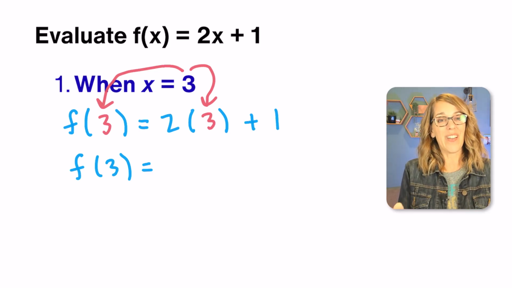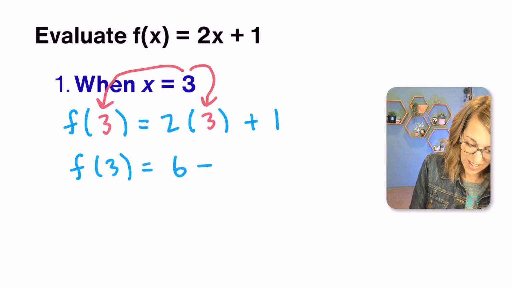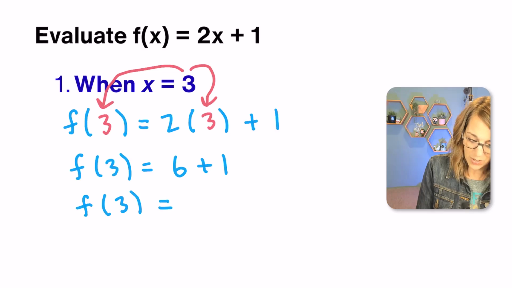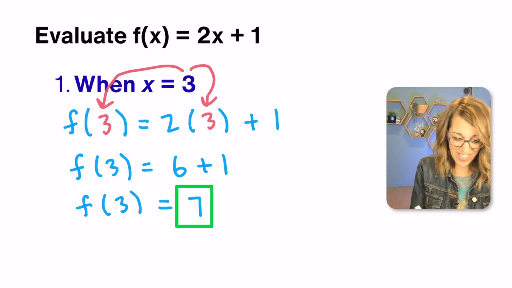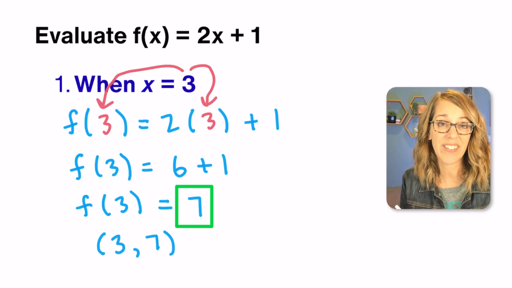On the right, I can go ahead and do my math. So I've got a 2 times a 3, that's a 6, and then 6 plus 1. So the function evaluated at 3 is equal to 7. So my answer here is 7. We can also consider this as a pair of numbers. The input 3 is matched with that output of 7.